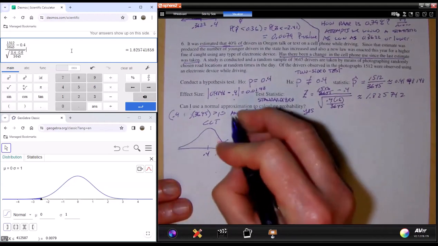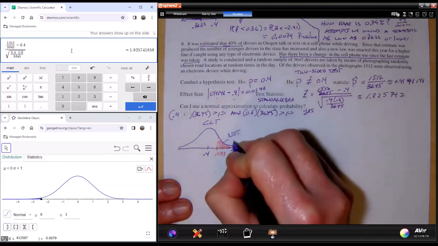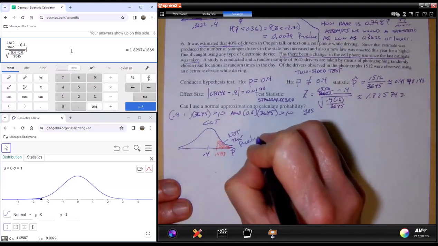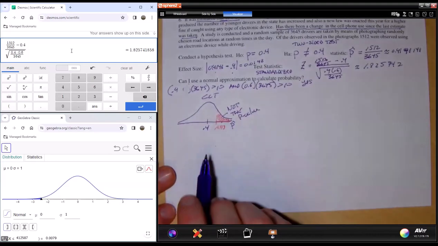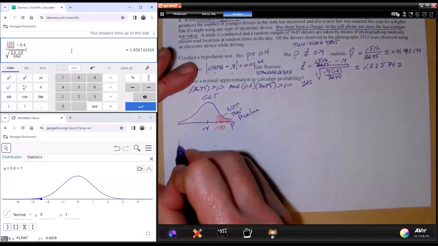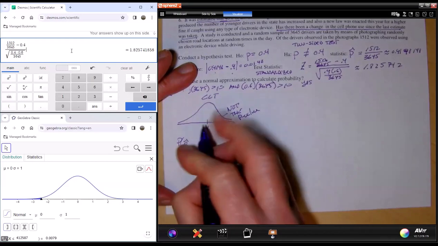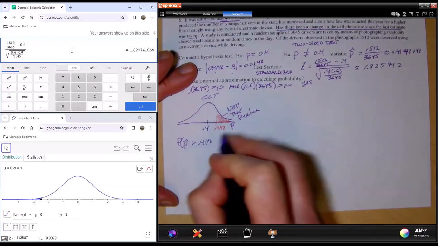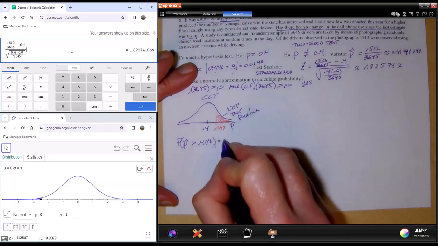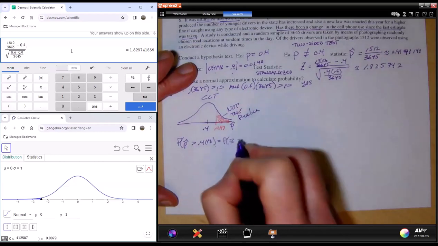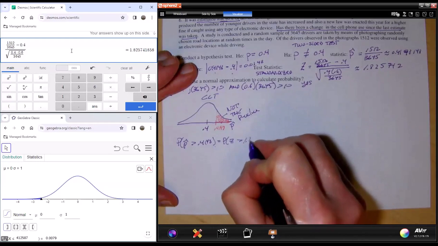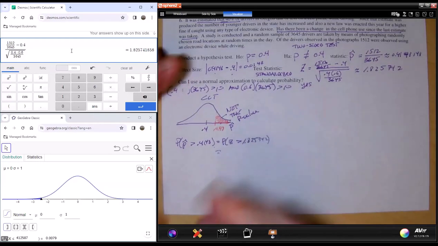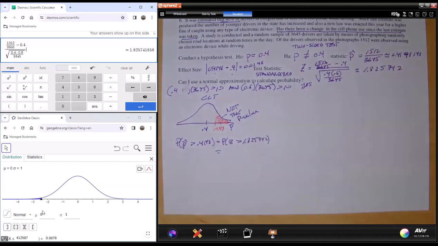And this is not the p-value. But we still need to calculate it. But that is not the p-value. But let's calculate it anyway. So I come over here, p-hat greater than 0.4148 approximately. This turns into a z-score. That's approximately greater than 1.825742. Great. And now enter this into GeoGebra.